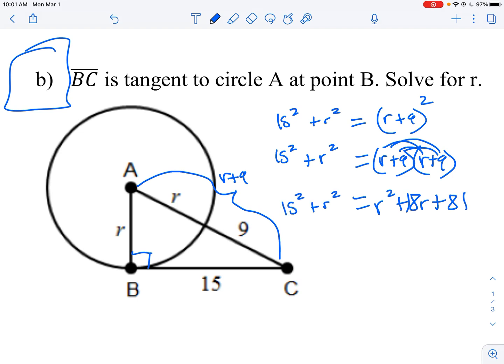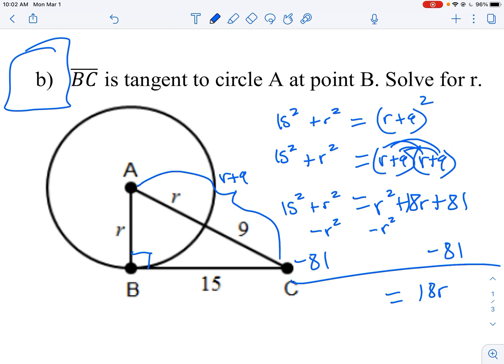R squared. You, again, want to make sure your R's are all by themselves and all your numbers are on the other side. So I'm going to subtract off R squared from both sides here because it's on both sides. And I'm going to also subtract off 81. I'm going to put all my numbers here on the left side. I don't know why I put 18, 81. So now on the right side, I have 18R. Left side, I need to do 15 squared minus 81.